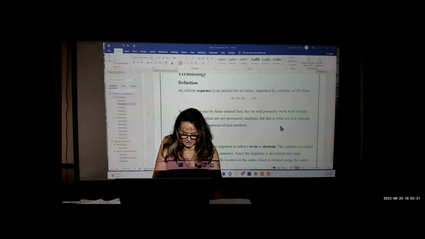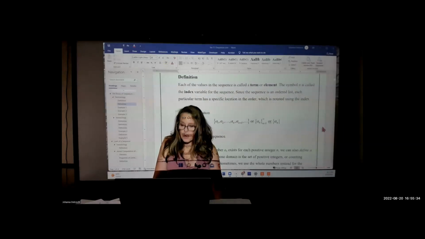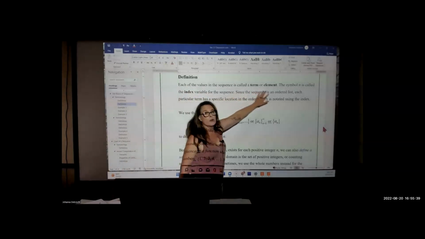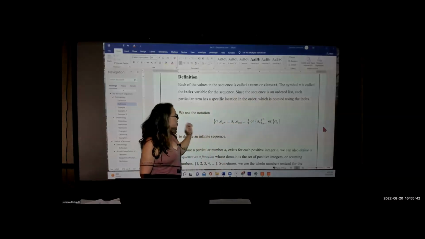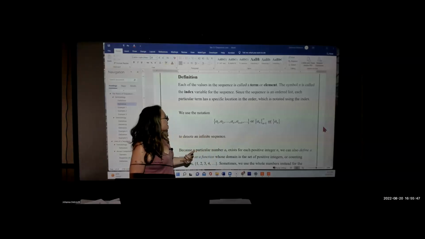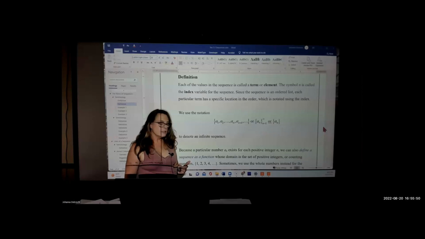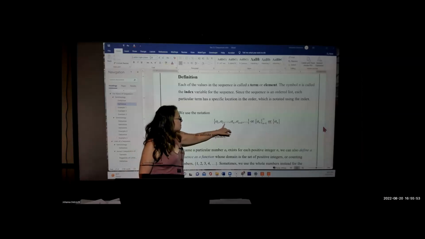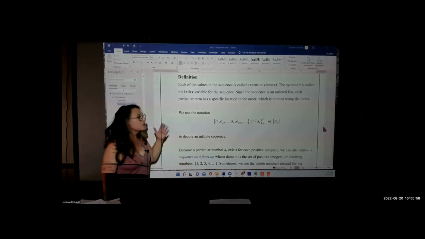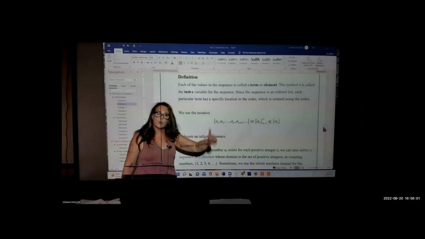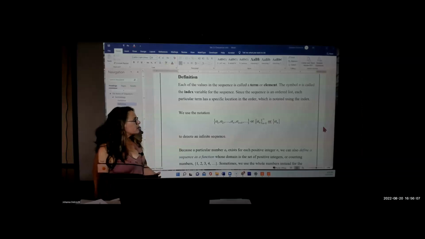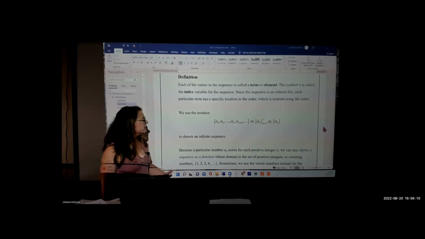So let's go ahead and form a definition that will help us to talk about sequences. We want to start with the definition of a term or an element. A term is what we refer to one individual value in the list. We call it a term, or you can also call it an element. The symbol n, which is what we're tracking with these subscripts here, is called the index of the sequence. So it tracks which order it's in, which one it is in the ordered list. Each particular term has a specific order, notated by using the index.